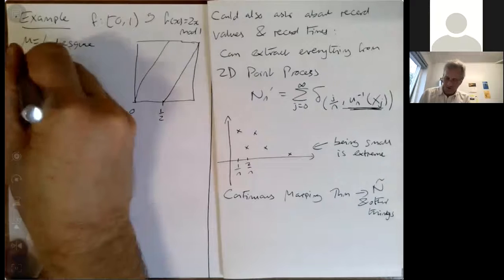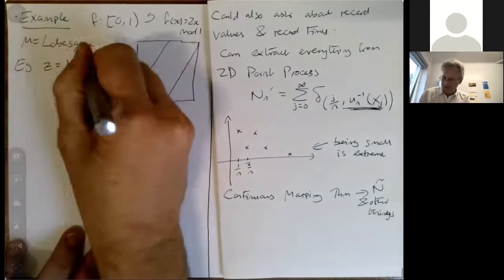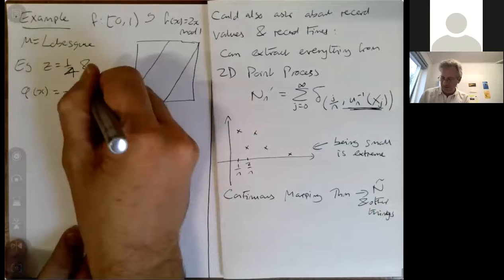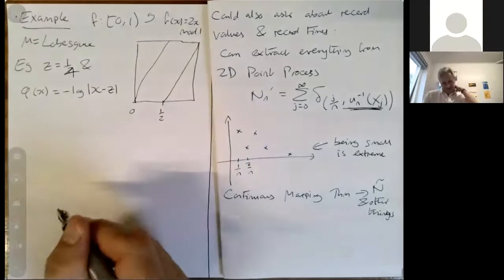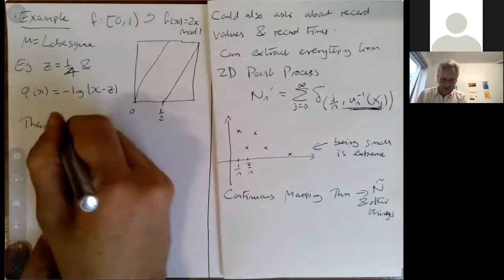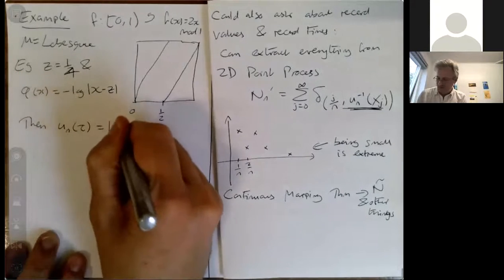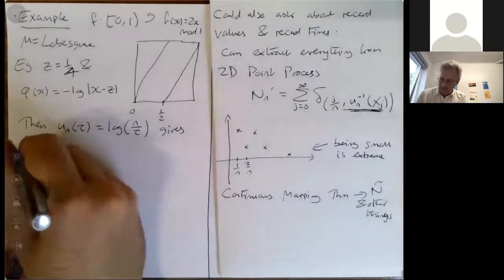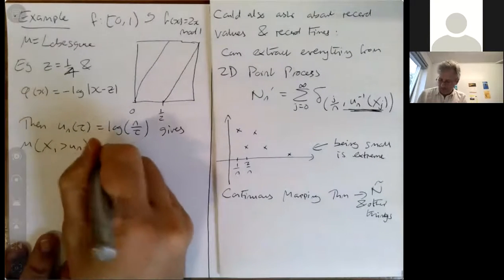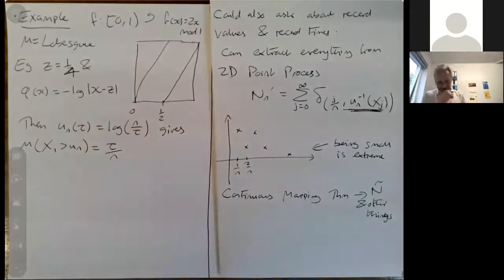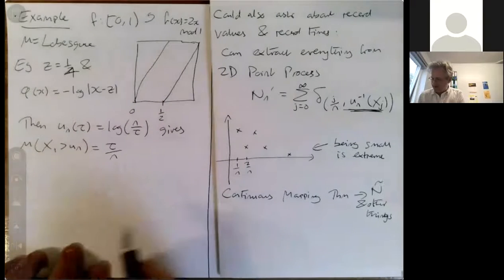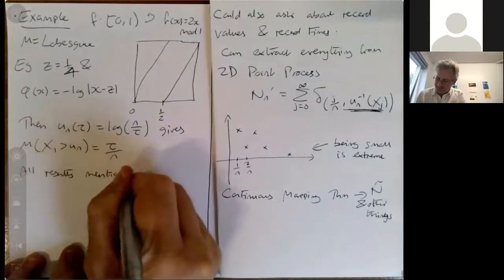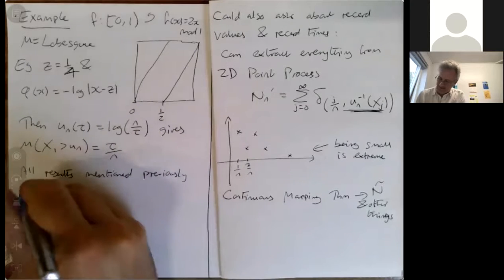So for example, if I took z equal to a quarter, and phi of x is equal to minus log of x minus z, so there's x minus a quarter, then I can compute explicitly my u_n of tau. It's equal to the log of n over tau, if you work it out. I only need it asymptotically, but I can get it on the nose here. So that's an example where all results mentioned previously hold.